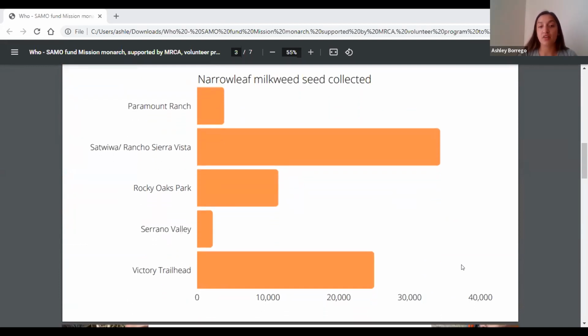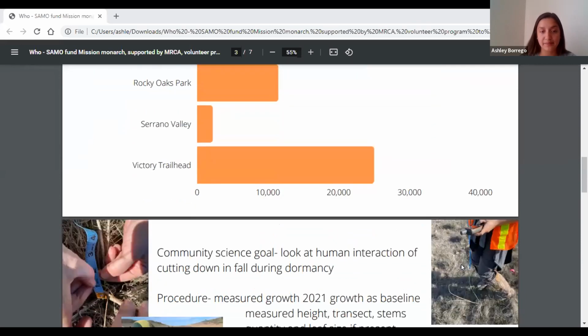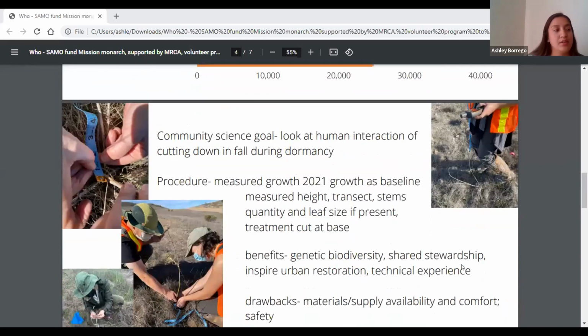So this is just the amount of seed that we were able to collect from different park sites. The levels vary, depending on how big those sites are, but also the amount of volunteers we were able to get there. So the amount of community we were able to take into these sites. Certain places were a little bit harder to get to for safety reasons. Parking, we didn't want to take folks too far off the trail or too far away from main trailheads, just for safety and in case anybody needs to turn back or something like that. But we wanted to be mindful of everybody.